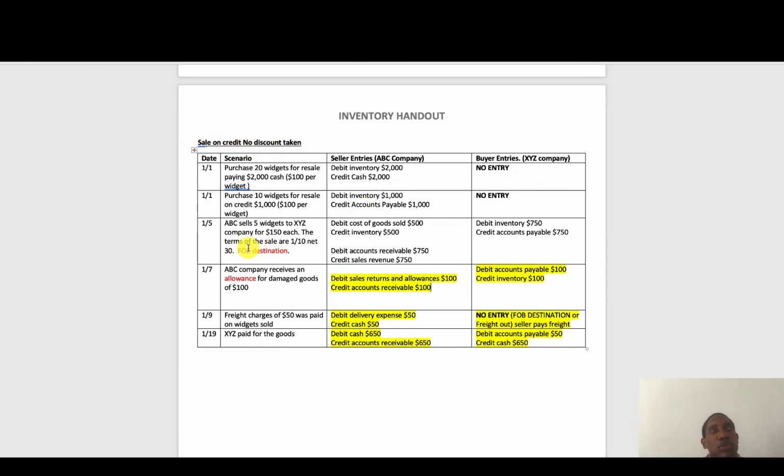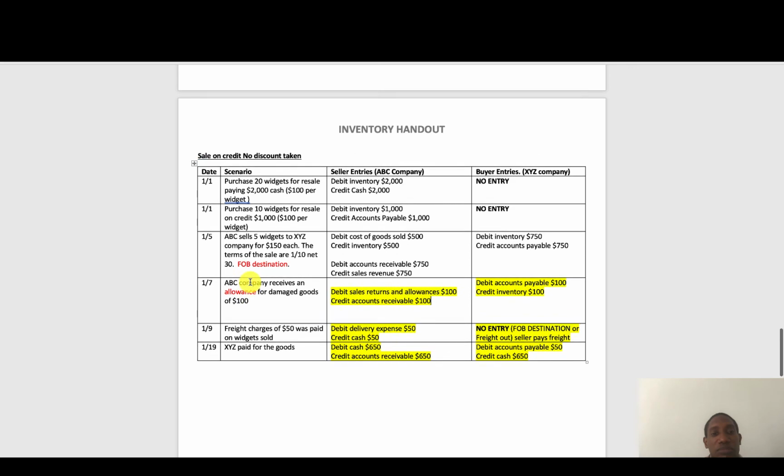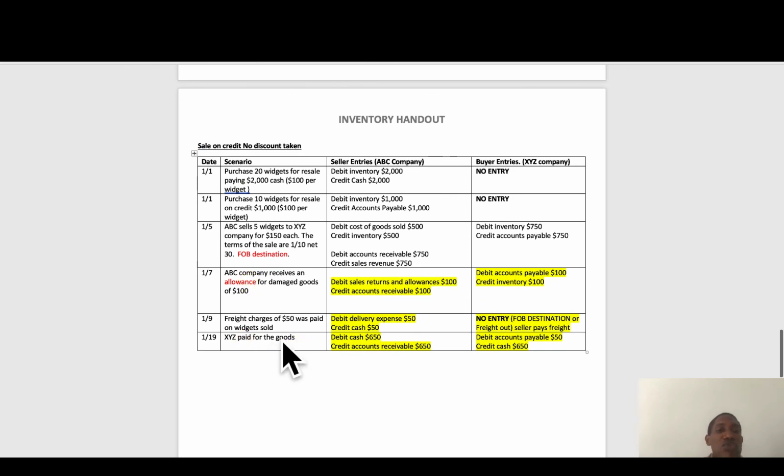We switch to shipping terms, FOB destination, FOB shipping point. So you should know how to do those freight charges, and then also make sure you know the difference between the journal entries for an allowance versus a return. And then if you don't have a discount, then the payment is very easy. You just look at whatever the balance is in accounts receivable, and you pay cash for that amount. You clear the receivable, and the other side is cash. You clear the payable, and the other side is cash.